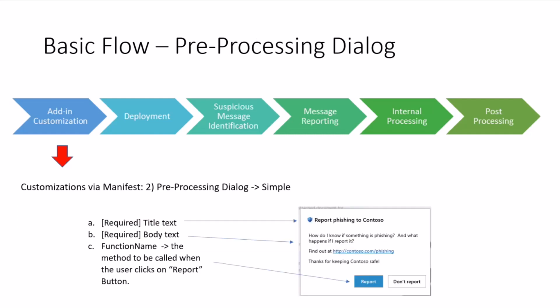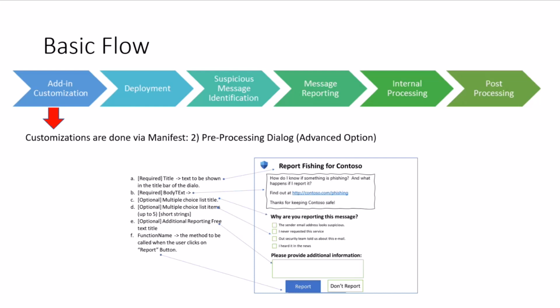You can also customize the dialogue that comes up when the user clicks report. Here we have an example of a really simple reporting dialogue where we require you to provide a title text, a body text that explains to the user what they're seeing, and then some sort of function name that runs when the user clicks the report button. This is the simple approach, but we also offer a lot of options if you want to run something a little more complex. Often users and IT admins really appreciate being able to give more info about why a message was reported. And so you can do that here.